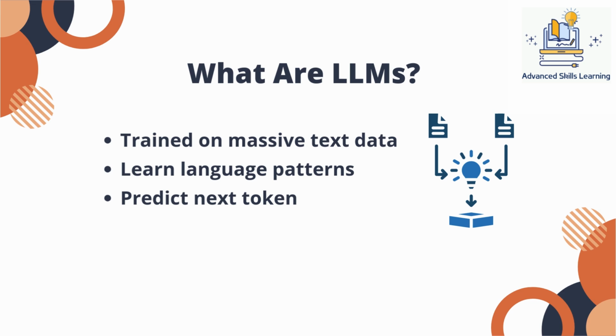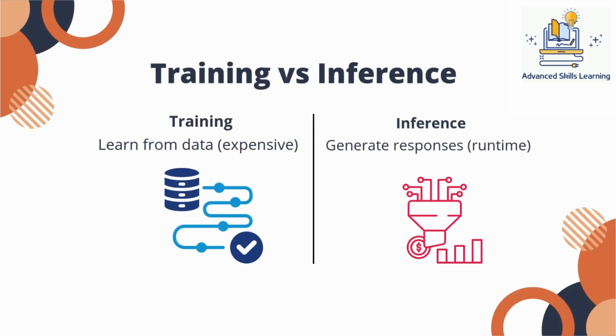Training these models is an extremely expensive and resource-intensive process. It requires huge datasets, specialized hardware like GPUs, and significant computational power over long periods of time. Once training is complete, the model enters the inference phase, which is when it generates responses to user inputs. Inference is what happens when you interact with a chatbot, a coding assistant, or any GenAI-powered application.